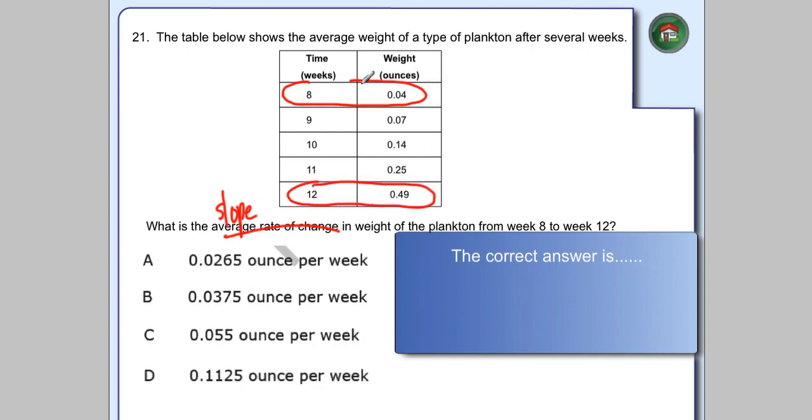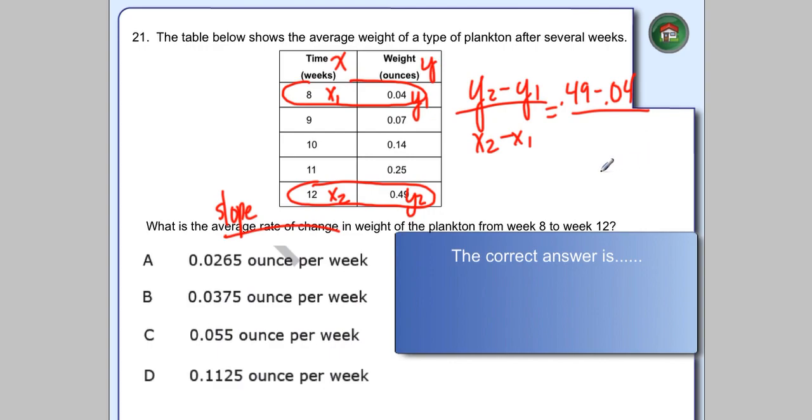It could have asked you any of them. It could have asked you 9 to 11, 9 to 12, whatever it wanted to. But what you have to remember is this is your x and y's. Average rate of change is y2 minus y1 over x2 minus x1. So you subtract. So if this is your x1, y1, and this is your x2, y2, then you would do 0.49 minus 0.04 over 12 minus 8.